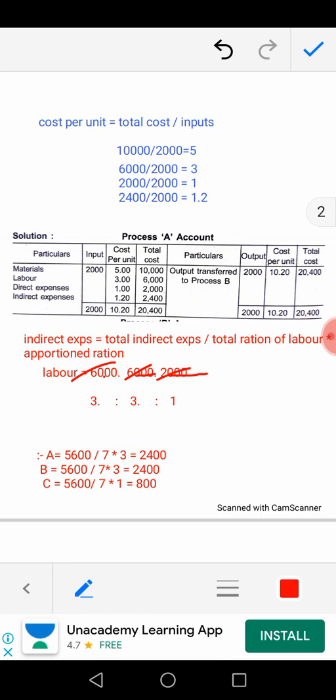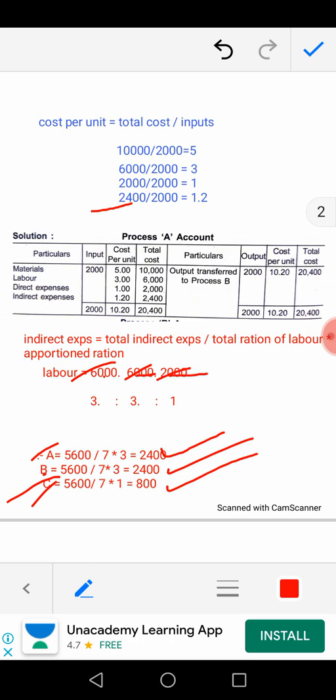Like that you have to distribute the 5,600 to process A account, process B account, process C account. So 5,600 divided by total ratio 7, into 3: 2,400 is process A, process B 2,400, process C 800. First you have to take process A account, that is 2,400. You have to calculate the cost per unit. 2,400 divided by 2,000 is equal to 1.2.